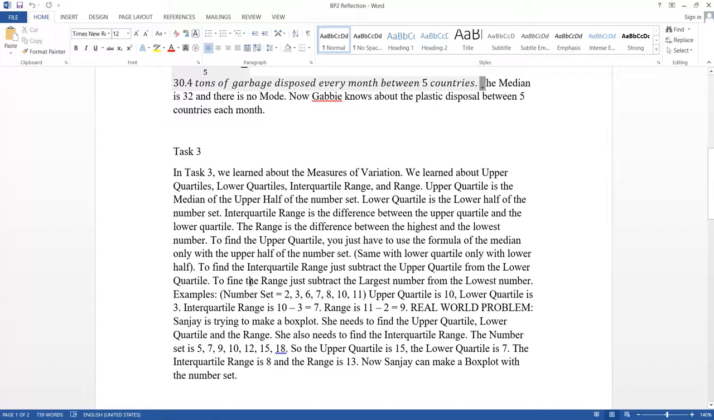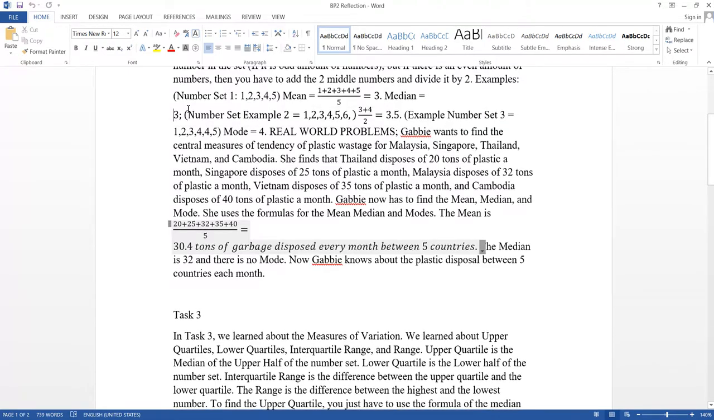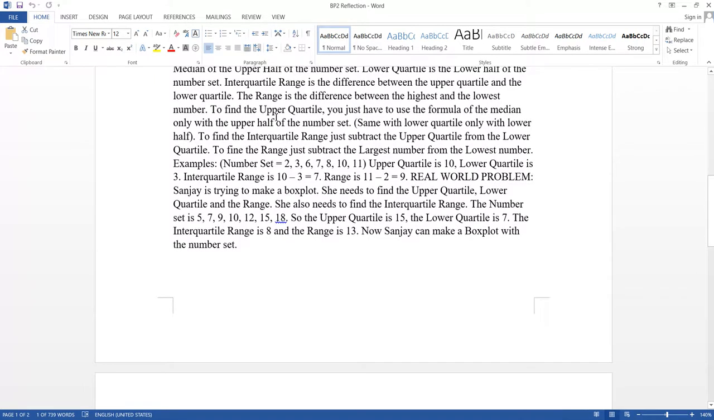In Task 3, we learned about measures of variation. We learned about upper quartile, lower quartile, interquartile range, and range. Oh yeah, we also learned about outliers. So the upper quartile is the median of the upper half of the number set. So for example, in this number set up here, 1, 2, 3, 4, 5, the upper quartile should be 4, since it's higher than the median, and it's the middle of the upper half, I think.